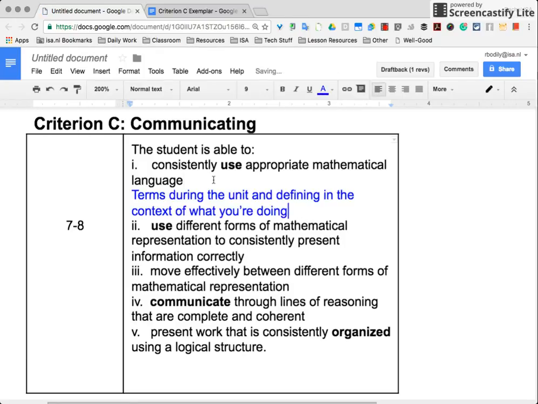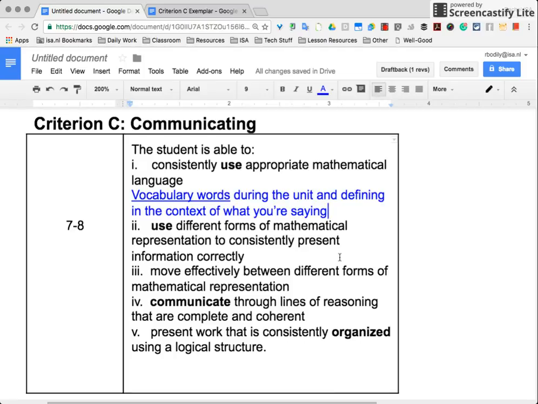So that's really looking at the terms, all of the vocabulary words that we used during the unit, and writing about them and also defining them in the context of what you're doing or saying. Okay, so that's the first one that I would just make a checklist and go through and make sure that you've used all of the words, but don't just use them wherever you feel like. Make sure you use them within the correct context. You're using them appropriately.